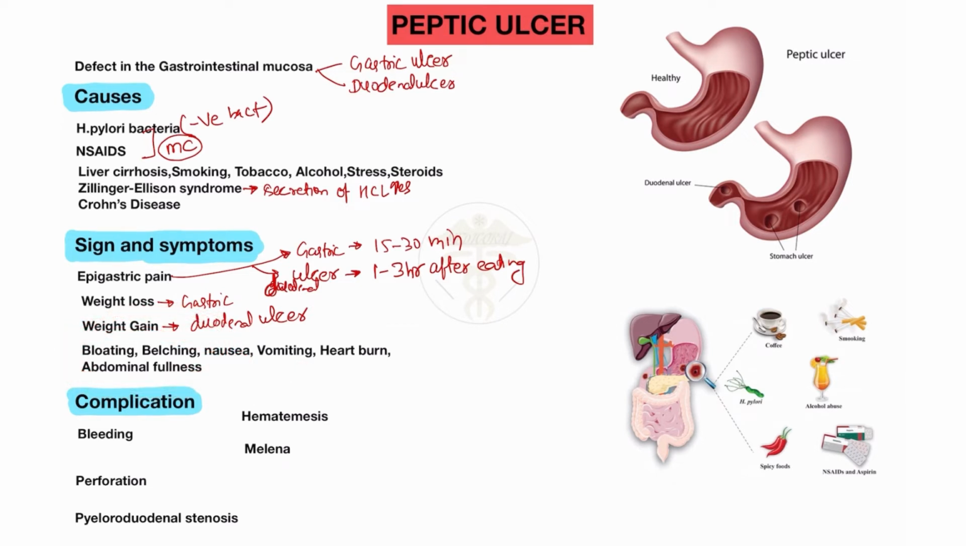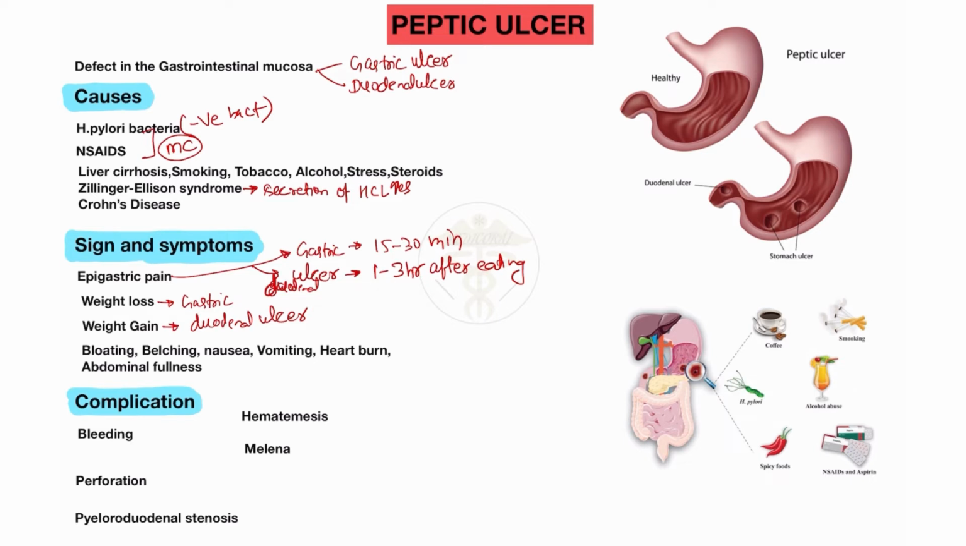But always remember this: epigastric pain starts 15 to 30 minutes after eating food. But when a duodenal ulcer occurs, the pain occurs 1 to 3 hours after eating, at midnight. And weight loss occurs in the gastric ulcer type of patient, but weight gain occurs in the duodenal ulcer. These are the signs and symptoms that occur in a peptic ulcer patient.